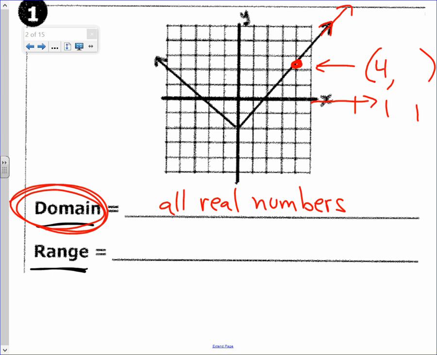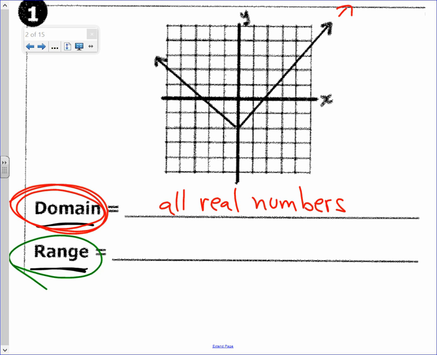Would it be the opposite? Let's see. The domain, or actually the range, would be all the output values or the y coordinates. So let's see. Now I'm looking at the y values. Let's see, here's 1, 2. Look at y can be 2 here, and y can be 2 right here. All right? How about 3? Y can be 3 right here, and y can be 3 right here.